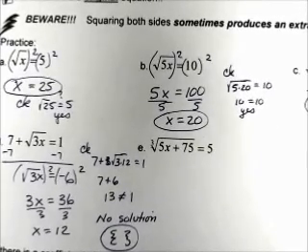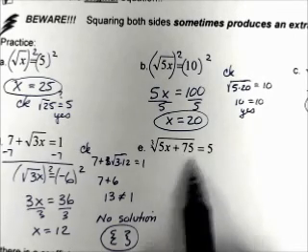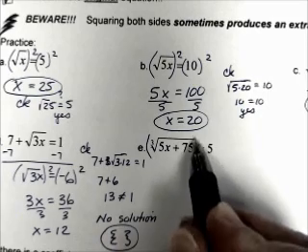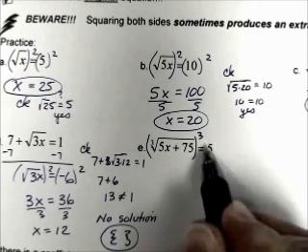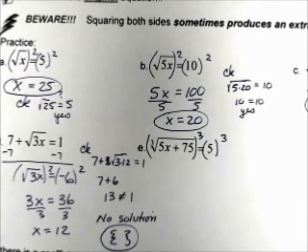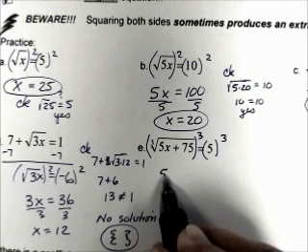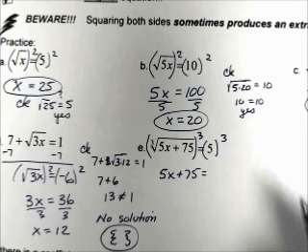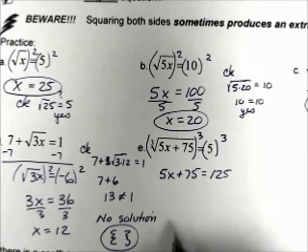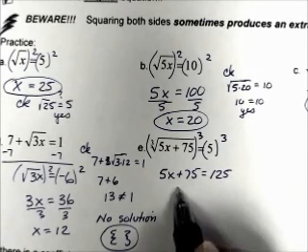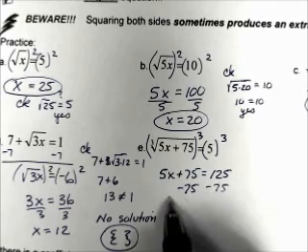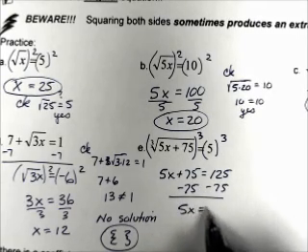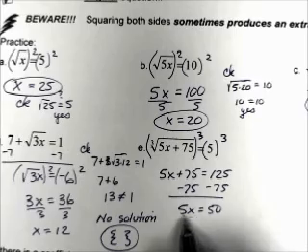E, we have cube root of 5x plus 75 equals 5. Okay, the radical is isolated, so we'll raise both sides to the third power. 5x plus 75 equals 5 raised to the third is 125. Subtract 75 from both sides. 5x is equal to 50. And divide by 5. X equals 10.